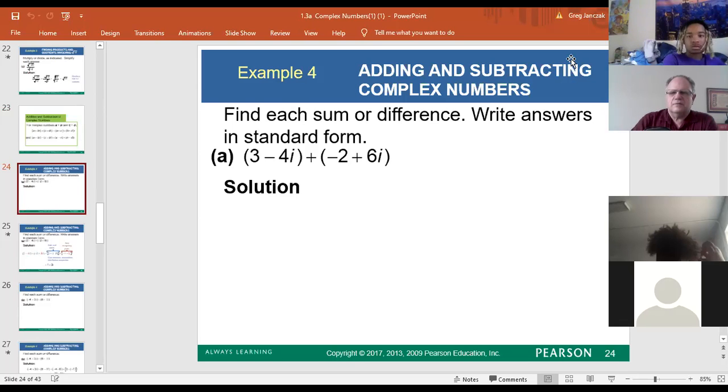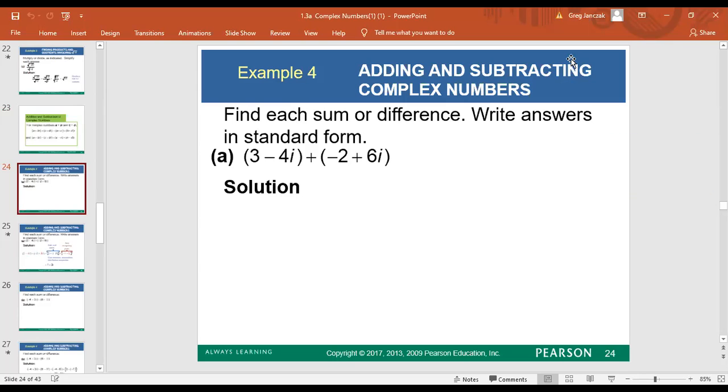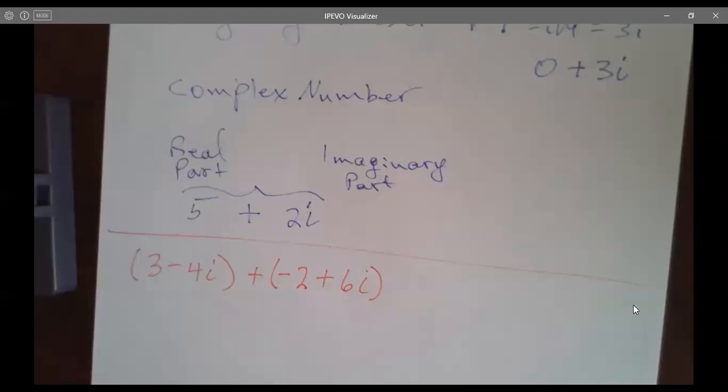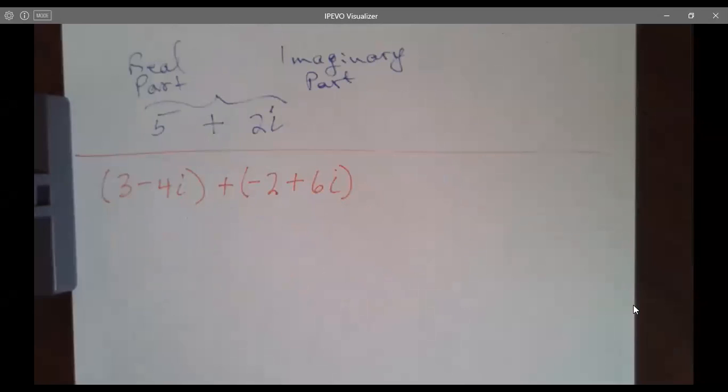I thought I saw somebody else trying to enter the class, but they'll just have to wait. Okay, so let's switch this to the board again. Or actually, I don't have a board. I just have paper today.